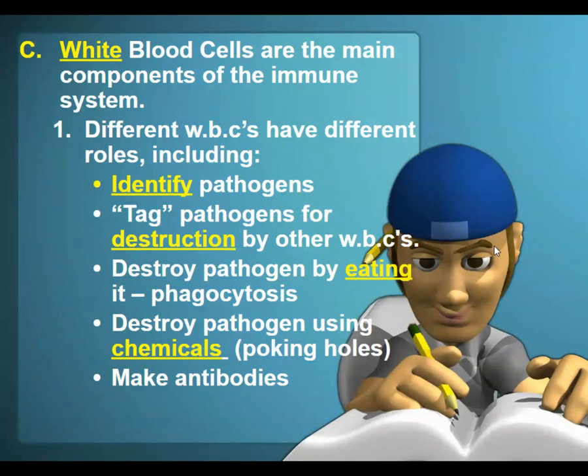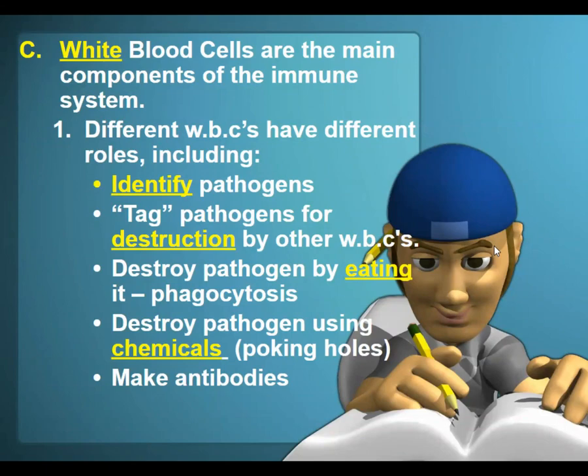White blood cells are the main components of the immune system. There are different white blood cells that have different jobs. One of the jobs could be to identify pathogens and tag them for destruction by other white blood cells. So it kind of slaps a big red sticker on them saying you have to destroy this. Another job would be to destroy the pathogen by eating it. There are big cells called macrophages, and they use something called phagocytosis, where they just engulf that pathogen and destroy it that way.